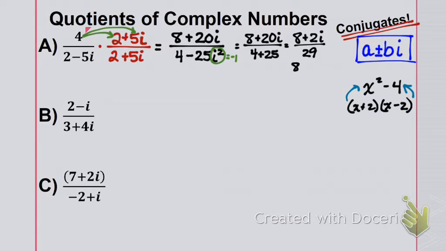So my final answer here, I would have 8 over 29. That should be a 20i. I apologize, I keep writing the 2 for some reason, but not the 20. Plus 20 over 29, and then i. If you leave the i in the numerator, that's not wrong.